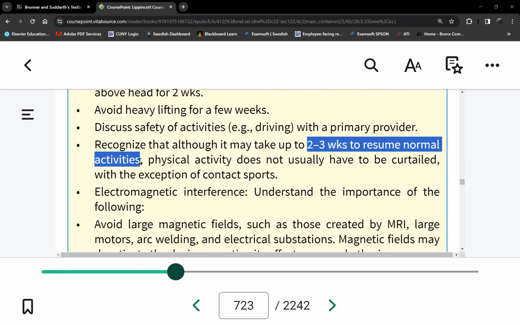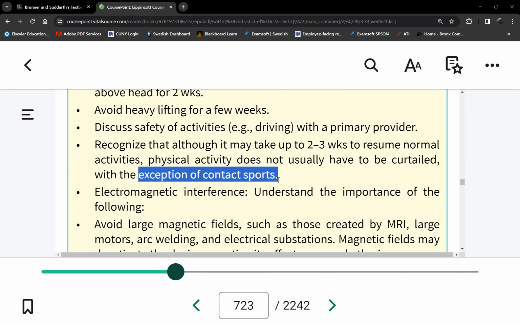Is sexual activity normal activity? It's not normal? I mean, is it normal activity? Or do I need to take Viagra or extra vitamins and Red Bull in order to perform sexual activity? Not typically, right? So it's normal activity. So this will follow the same. Okay, so 2 to 3 weeks before resuming normal activity.